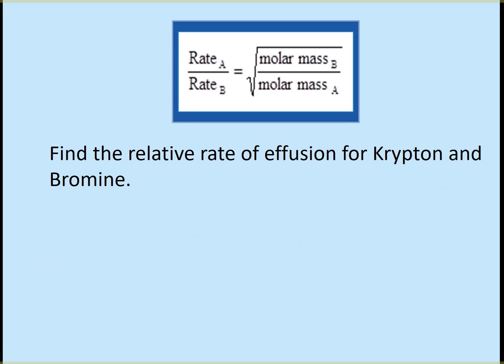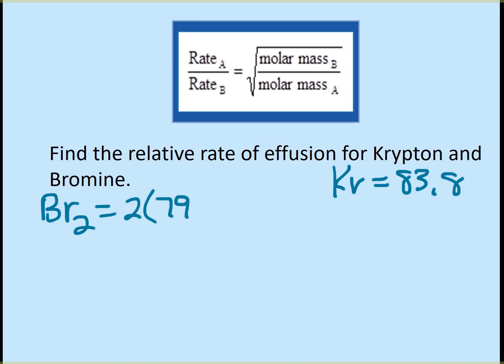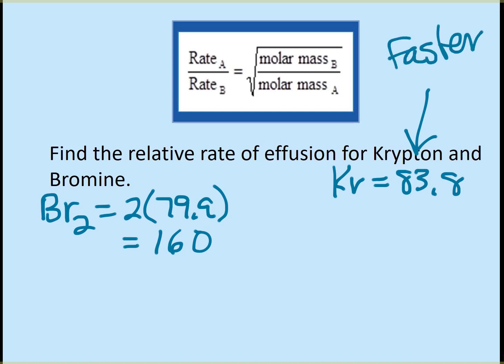Find the relative rate of effusion for krypton and bromine. So look up krypton on your periodic table. Krypton has a molar mass of 83.8. And bromine, remember it's diatomic, it has a molar mass of 2 times 79.9, 160. So when we look at this formula, first of all, we should be able to answer this question. Which one is going to be traveling faster? And the answer is this one. This one's going to be faster between the two. And Graham's law tells us how much faster.